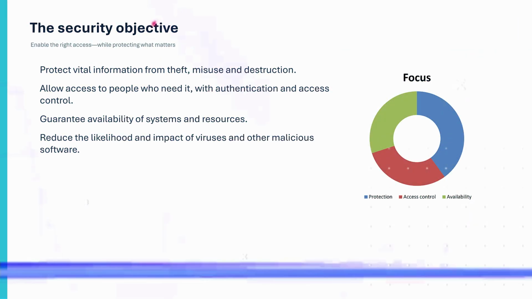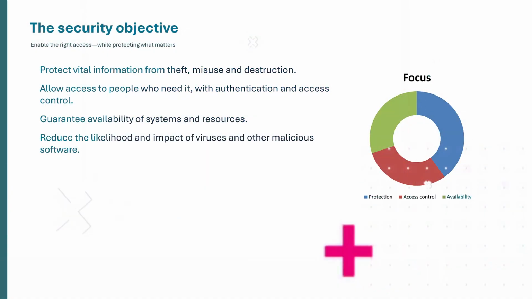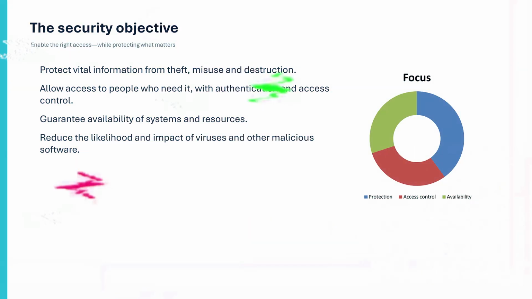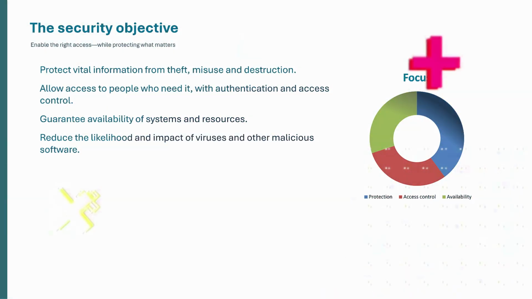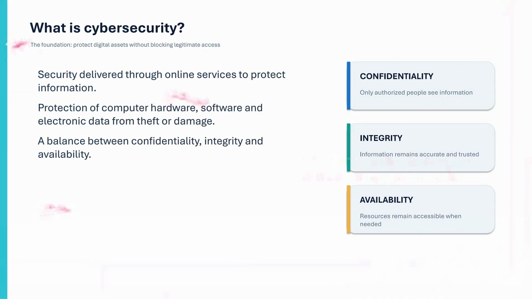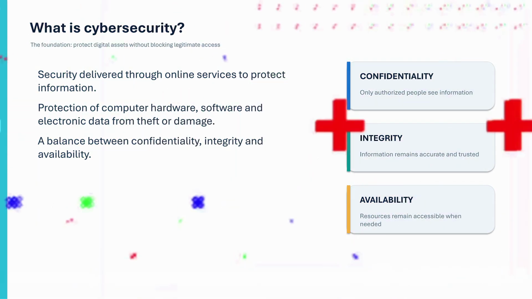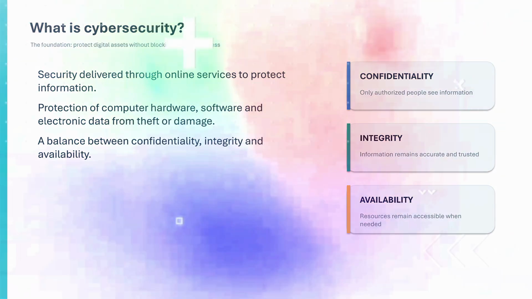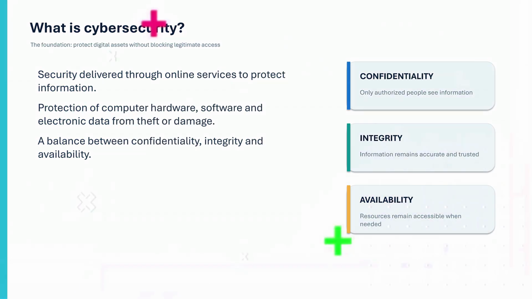Our practical objectives focus on three core areas: protecting vital information, controlling access, and keeping resources available. In the security world, we summarize these as confidentiality, integrity, and availability, or the CIA Triad. Think of a payroll file. The employee data must remain confidential, the salary figures must stay accurate, and the system must be available on payday.